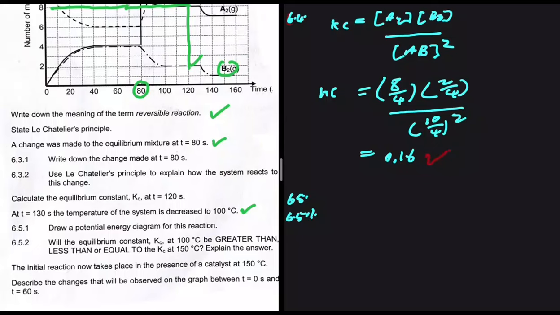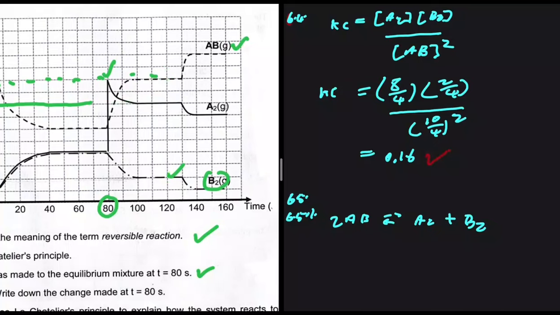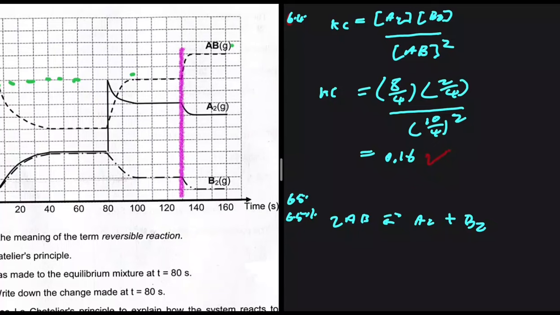Let's go to our graph and look at T equals 130 degrees, because that is where the temperature is decreased, and see how our reaction responds to that change. We have 2AB to give A2 plus B2. Let me erase all this for the sake of clarity and draw a line at T equals 130 degrees. At T equals 130 degrees, let's take a look at the amount of AB.